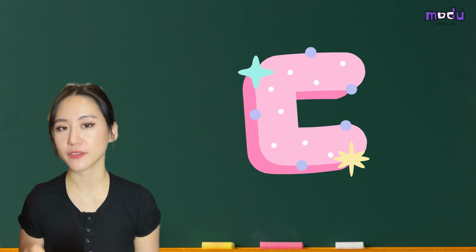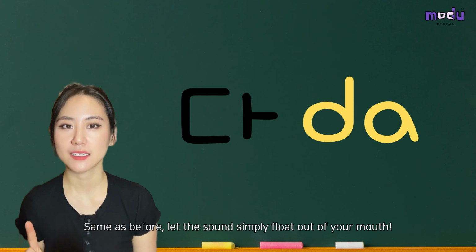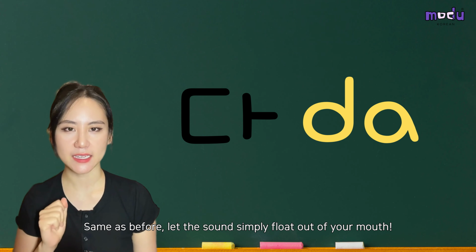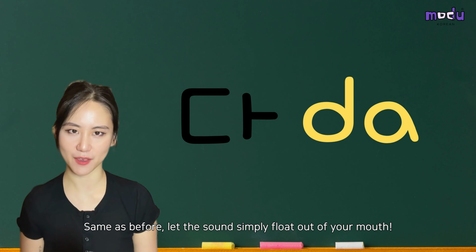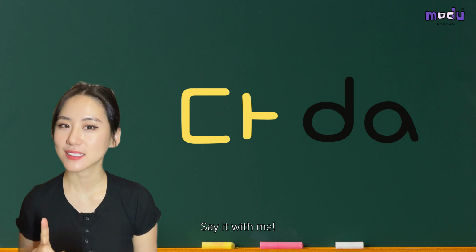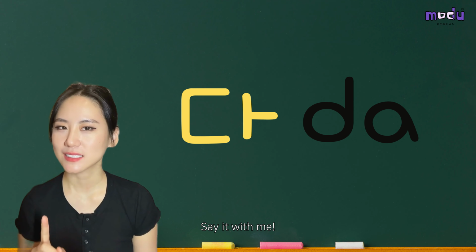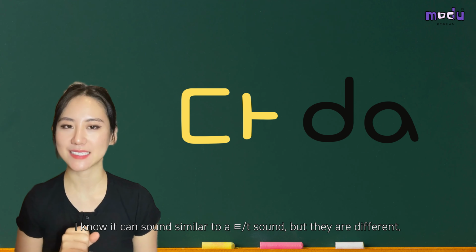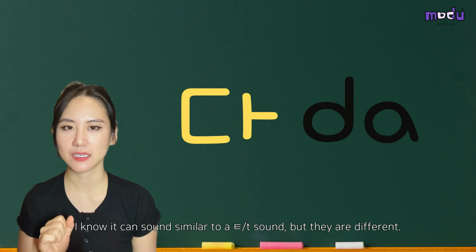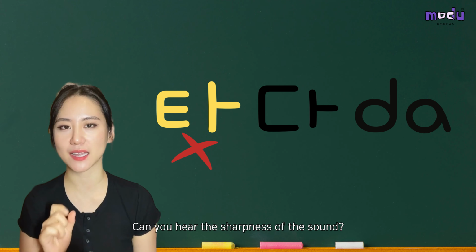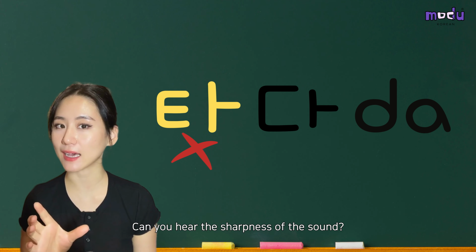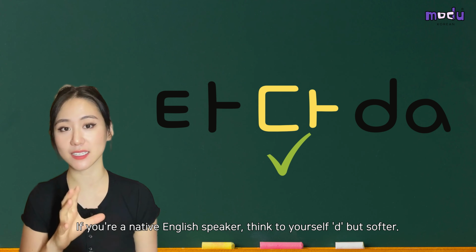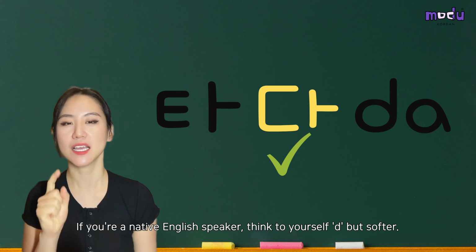Okay, the English equivalent would be DA or da. Right, so we want to soften that sound and let it again float out of our mouth. Ready? Ta. Ta. So, I know it can sound very similar to a T, but if we make that comparison, the T would sound like a ta. Ta. Right? It's a very sharp sound. So rather than that, as an English speaker, you need to be thinking in your head that it's a D, but soft.